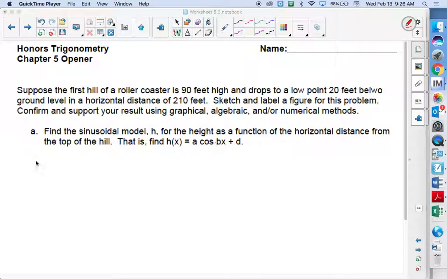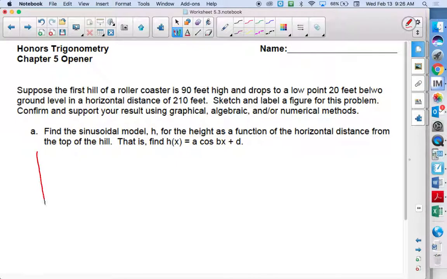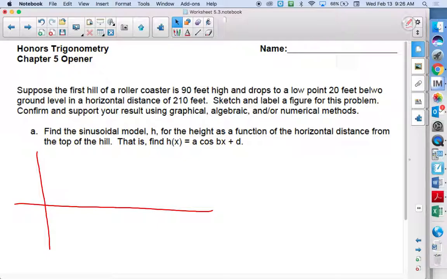We can sketch a graph to help us find that information so that we can come up with an equation. So the graph starts where? At 0, and the height at 0 is 90 feet. So that's going to be our first point, up at 90 feet. The ride doesn't technically start at the top of the hill, but that's what we're gauging it at to get that nice curve.